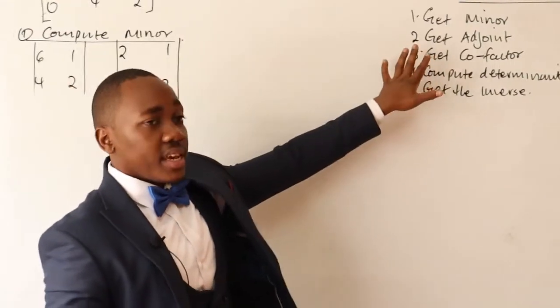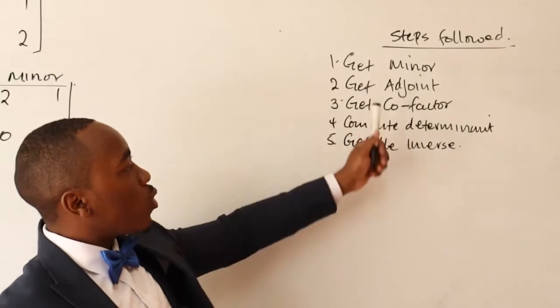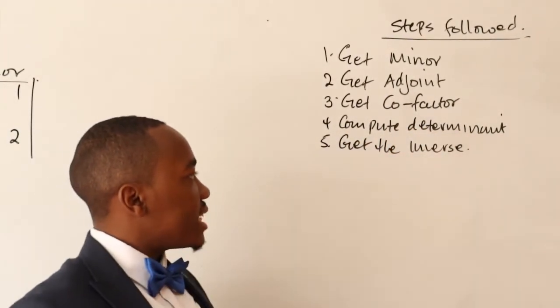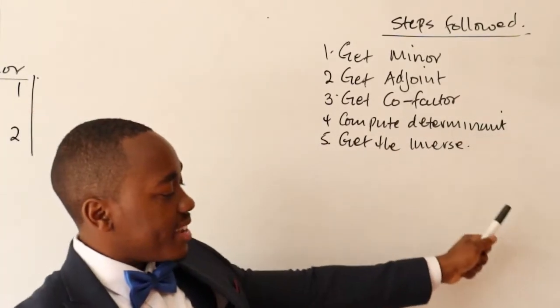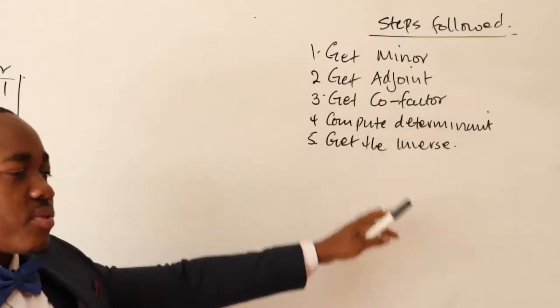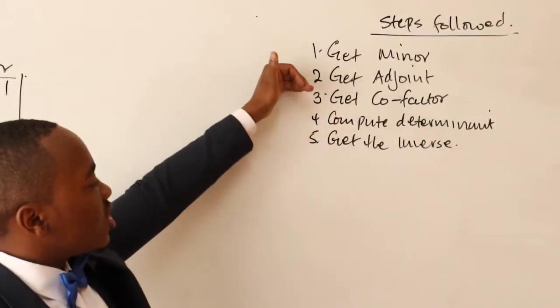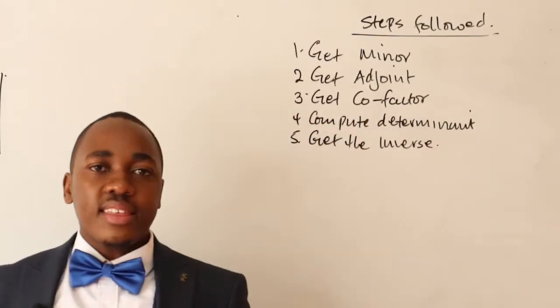I've indicated the steps here. Step number 1, you get the minor. Step number 2, you compute what we call the adjoint. Then you get the cofactor. You compute the determinant, and then you get the inverse. So those are the steps followed. You don't have to cram the format. I'll show you how to get the minor, how to get the adjoint, the cofactor, and how to get the determinant, and then how to get the inverse.